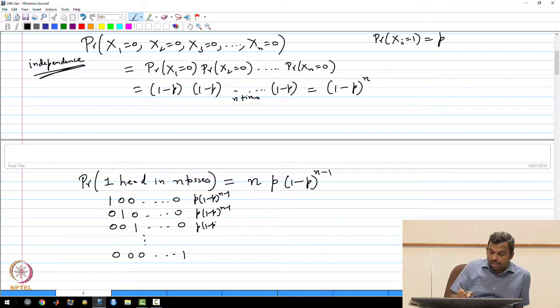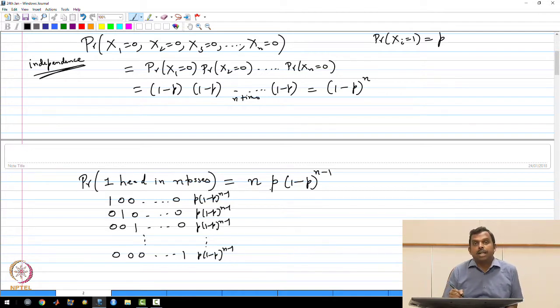Each of these has this probability. You add up all of them together, you will get n times p (1 minus p) power n minus 1. So this is how you deal with IID events. It's easy to count these cases. Sometimes the calculation can get a bit painful.